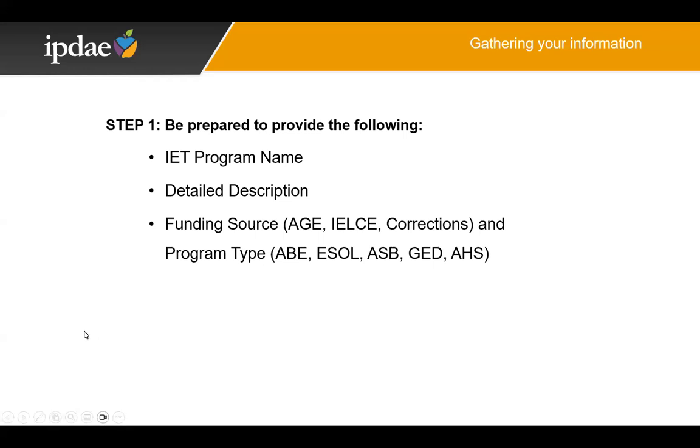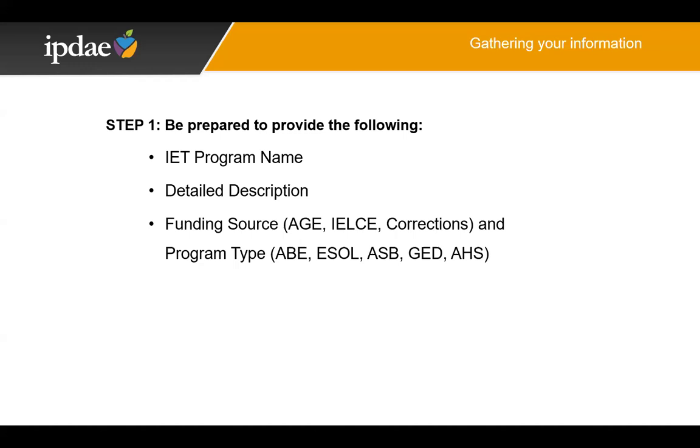In step one, you're going to need to know what you are going to name your IET program, a detailed description, and then your funding source. For the sake of time, I won't be able to get into exactly what goes into the detailed description, but in the screenshot, I'll show you how you can find what information should go in there. For the funding source, just know that if you are going to have IELCE funds, it must be for an ESOL program. So IELCE, ESOL.